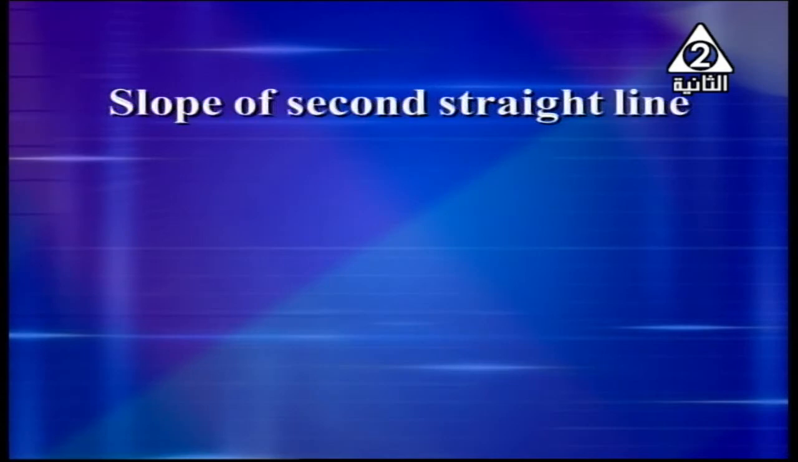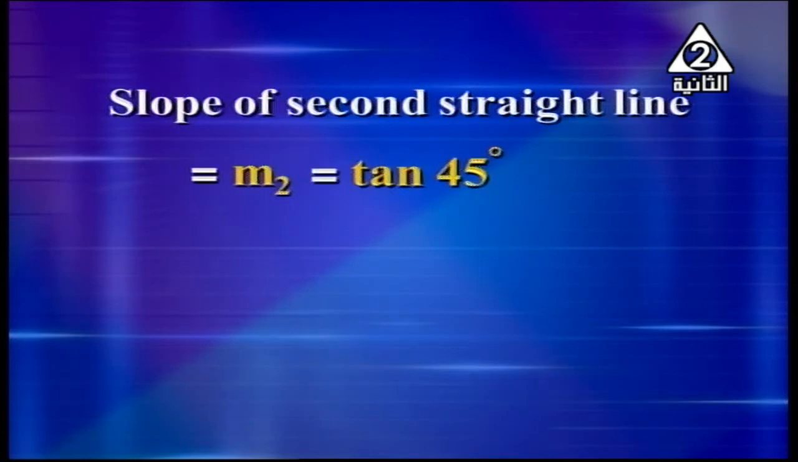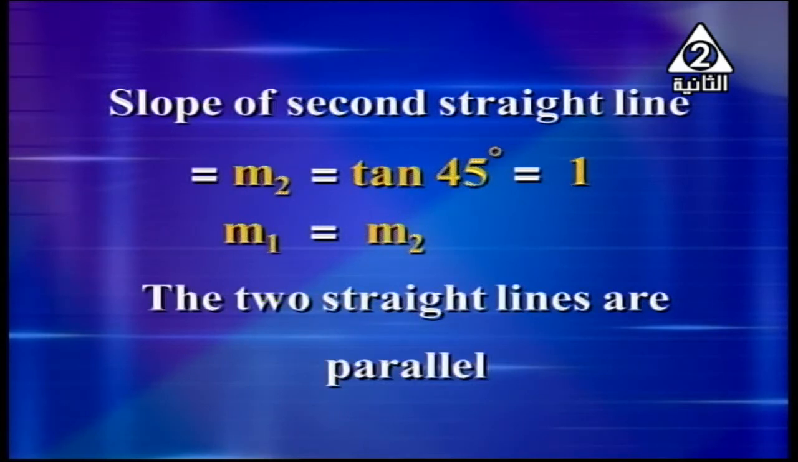What about the slope of the second straight line? Yes, it will be denoted by M2. And how can you find it? It makes an angle of measure 45 degrees with the positive direction of the x-axis. So M2 equals tan theta, which is tan 45. What about tan 45? It is equal to 1. In this case, we have noticed that M1 equals M2 equals 1. And in this case, we can say that as the two slopes are equal, then the two straight lines are parallel.